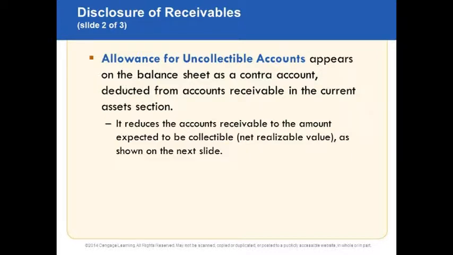You may remember those from earlier on in the first course. And really what the contra account does, this allowance for uncollectible accounts, is it reduces the actual accounts receivable by the amount of what you think is going to be the bad debt. So it reduces the accounts receivable to the amount you expect you can actually collect.